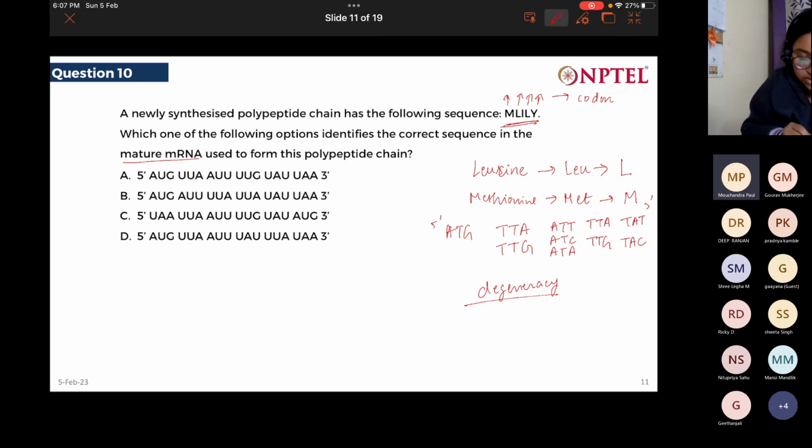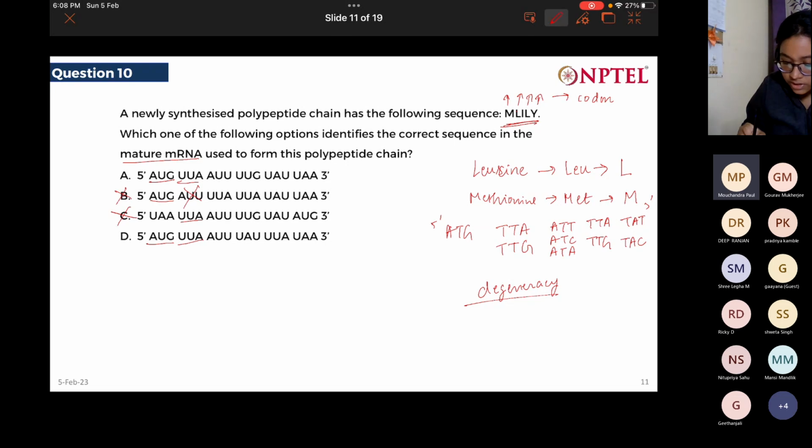So here let's match the options. ATG stands for AUG. Here also it is present. Here also it is present, correct? Then TTA means basically UUA. You can write it as UUA. So it is here, here, here as well. But here AUG was not present. So C is gone. C is not the correct option. And here also UUA is not present. B is also not the correct option. It is between A and D, correct?